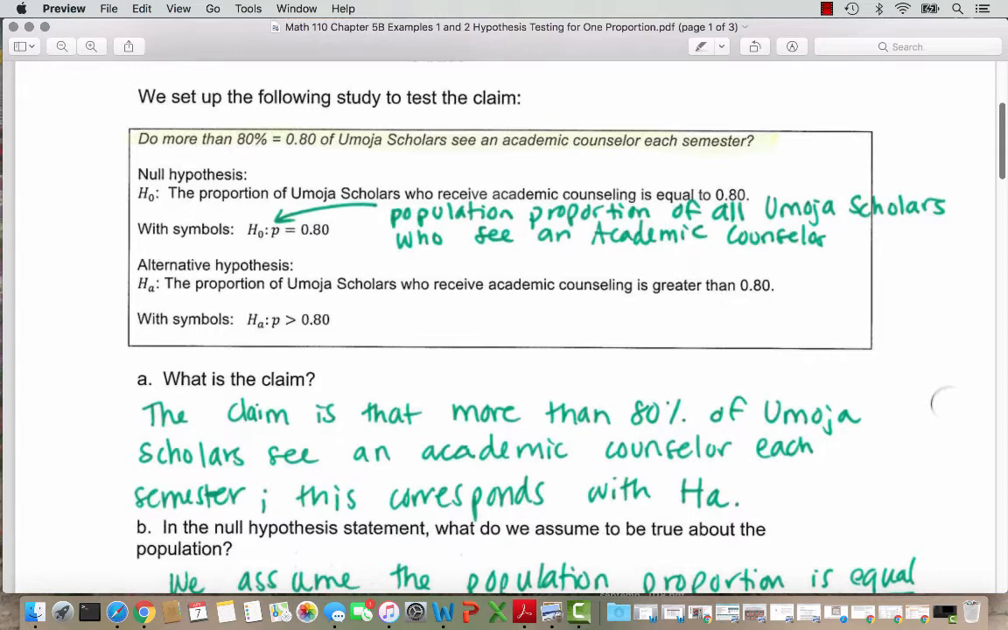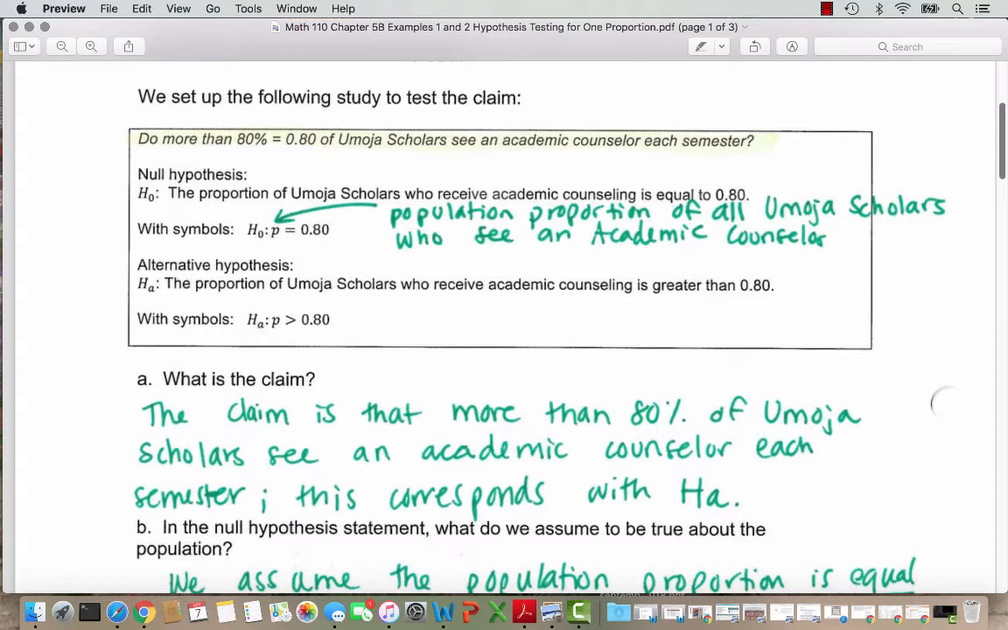I said these are competing claims because they can't both be true. If the proportion for the population is equal to 0.80 of Umoja scholars who are seeing an academic counselor, then it couldn't be true that the proportion is more than 0.80. And vice versa. If the alternative hypothesis ends up being what we think is true, then it couldn't be true that you have more than 80% and equal to 80%. So you always want to set up your hypotheses so that they are competing.